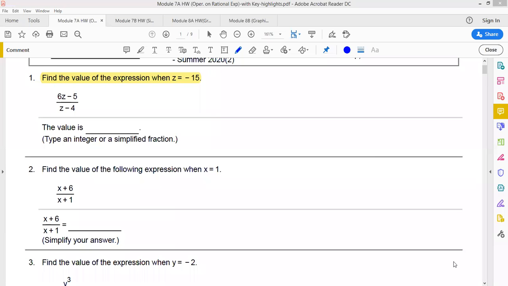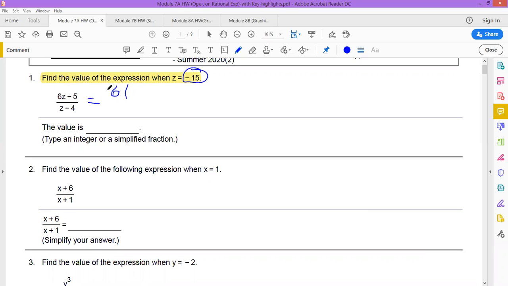All right, so these are the notes for Module 7A homework. We're going to work on the highlighted problems. For number 1, you're asked to find the value of this expression when z is negative 15. So everywhere the letter z is, we're going to replace that letter z with negative 15. So let's see what that'll look like.